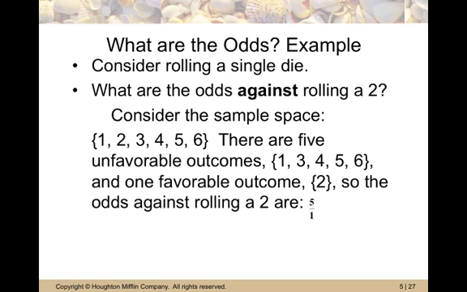Okay, so what are the odds against rolling a 2? So again, you consider the whole sample space, 1, 2, 3, 4, 5, 6, and you divide up the outcomes into unfavorable and favorable. So there's 5 unfavorable, 1, 3, 4, 5, 6, and 1 favorable, 2. So the odds against rolling a 2 are 5 to 1.